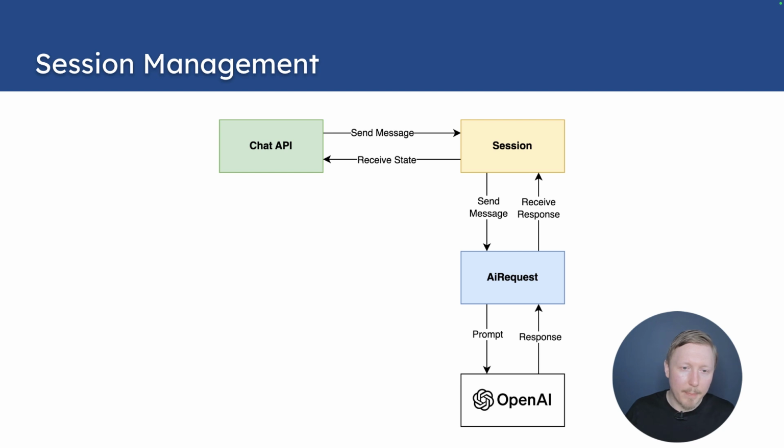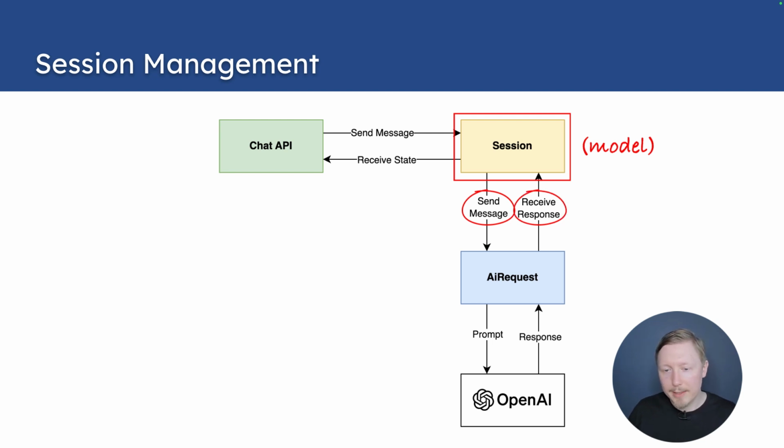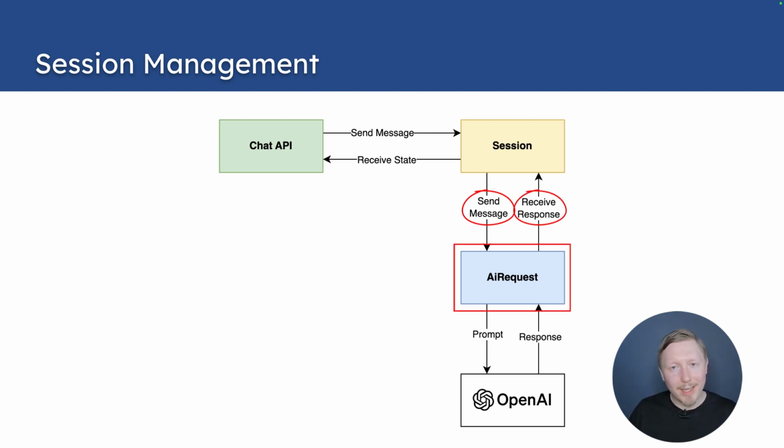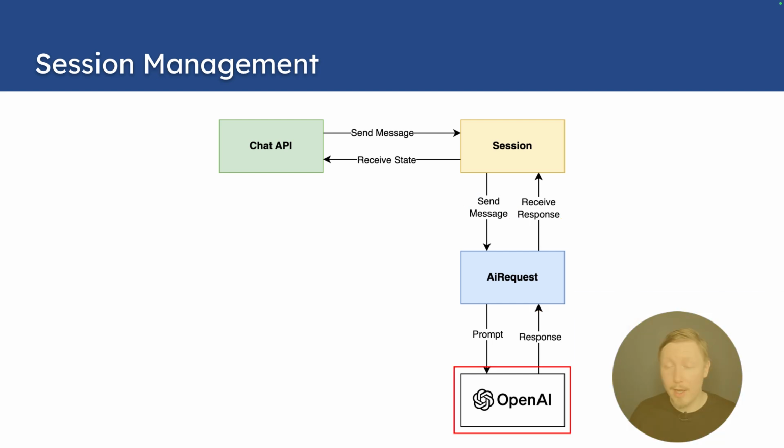So let's look at how the session management is going to work. It's going to look a bit like this. We're going to have the chat API, which we'll build into our backend, and that's going to send messages to our session object, which is a model that we're going to be creating. That session is going to keep track of all the messages and all of the responses by creating and interacting with AI request objects that are linked to the session. So you create a session, every message that is sent to the AI API is going to be sent as a new AI request. And we can then keep track of all the history of messages by looking at all of the AI requests that were sent in that session.